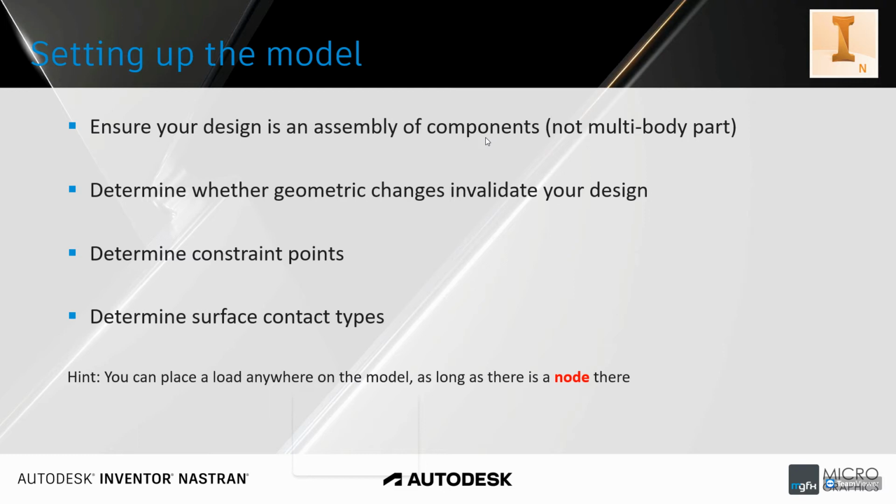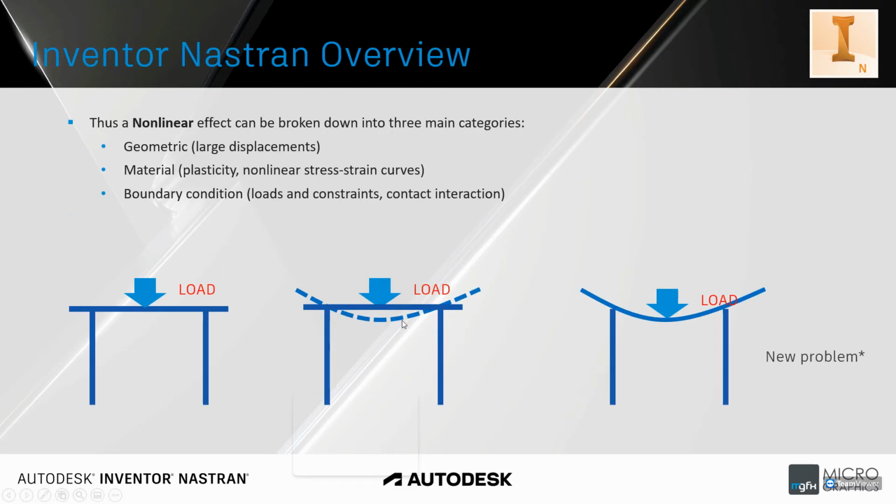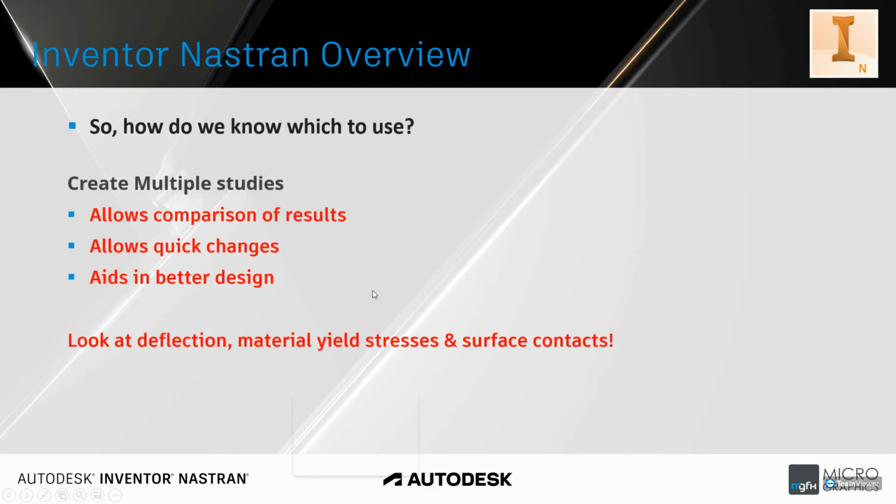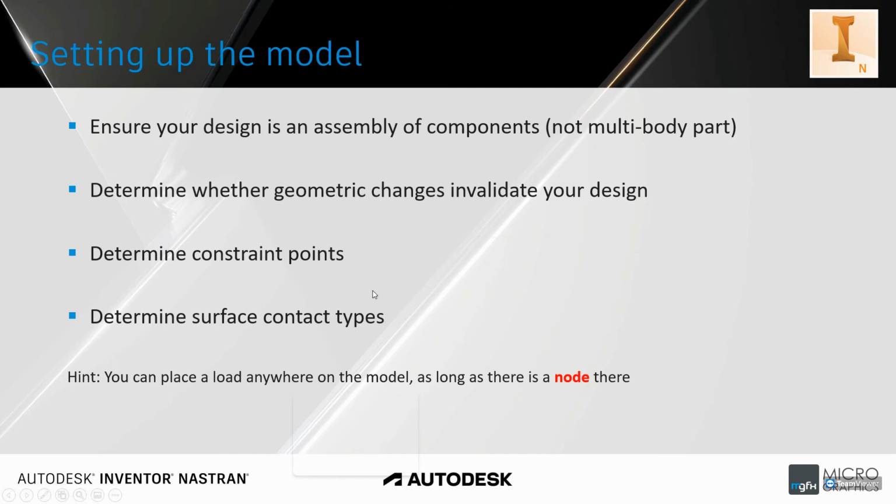Then you need to determine whether geometric changes are going to invalidate your result. So what does that mean? Well, if you go back to this, we need to determine, does a 5 mil deflection here mean that I've now completely changed and can no longer assume that this is a straight horizontal, or is 5 mil acceptable? You're going to have to decide as the person doing the study.